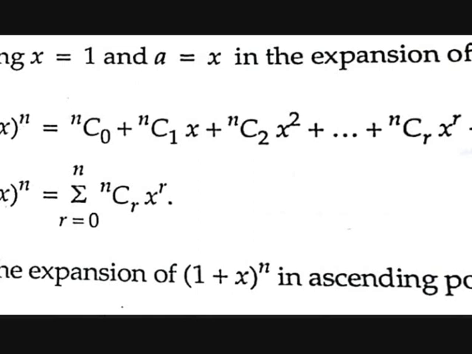So, (1 + x)^n will be nC0 + nC1 x + nC2 x^2 plus and so on until nCr x^r plus and so on until nCn x^n. Okay, you may not be able to see the last term because of this cropping. It is nCn x^n. And you can write that simply like (1 + x)^n is equal to the summation of r = 0 to n of nCr x^r.